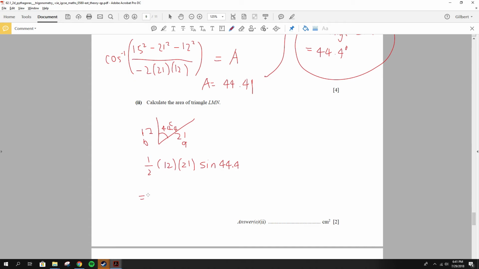You're supposed to get 0.5 times 12 times 21 times sine 44.4. Let's see. You're supposed to get 88.2 square centimeters. Alright.